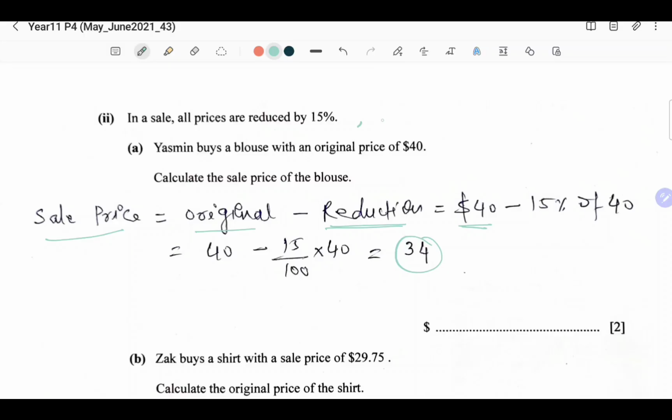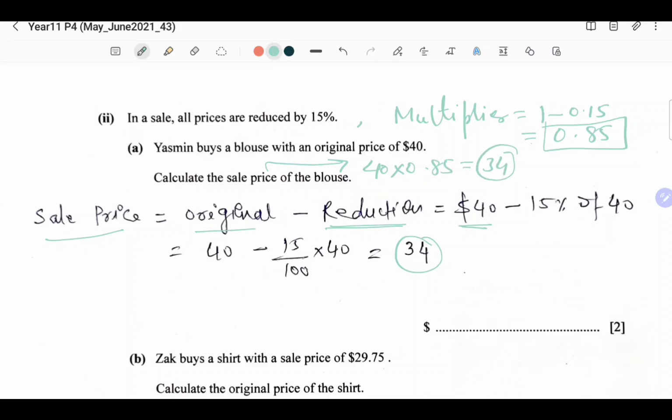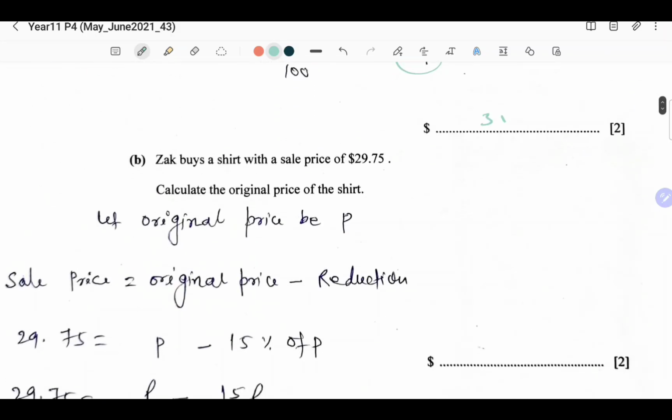Now another method, we can use the multiplier. The multiplier is 1 minus 0.15 because it's a 15% reduction. If it were a 15% increase, then we would have written 1 plus 0.15. However, this is a reduction, so we will write 0.85. Now calculate the sale price. That is 40 times the multiplier factor, 0.85. Just multiply that, you will get 34. Okay, so this is 34.